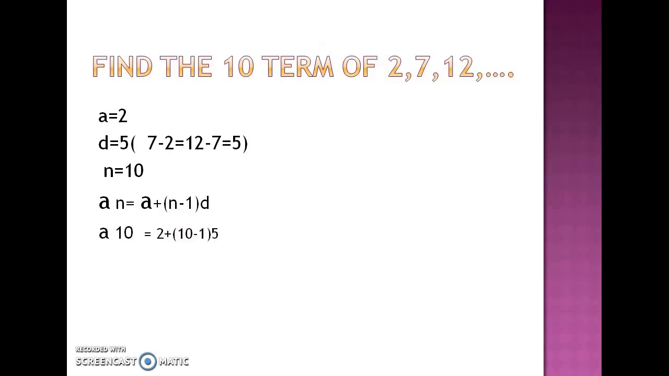By substituting the values in the formula, A10 is equal to 2 plus (10 minus 1) into 5. 10 minus 1 is 9, into 5. By using BODMAS rule, you will get 2 plus 45. The answer is 47. So that means the 10th term is 47.